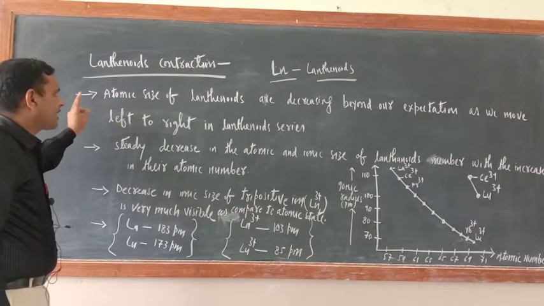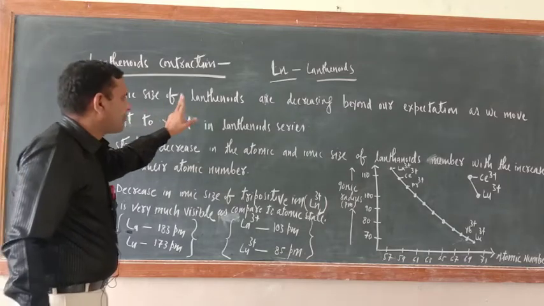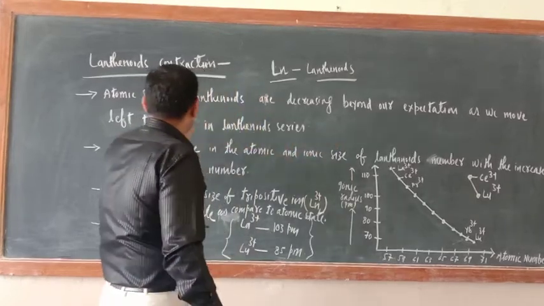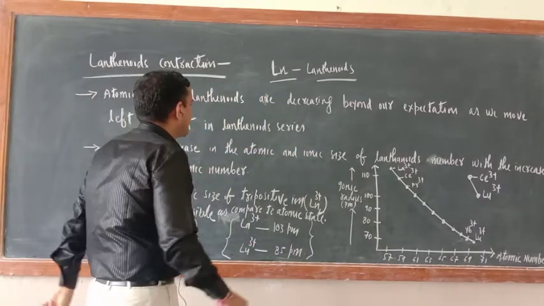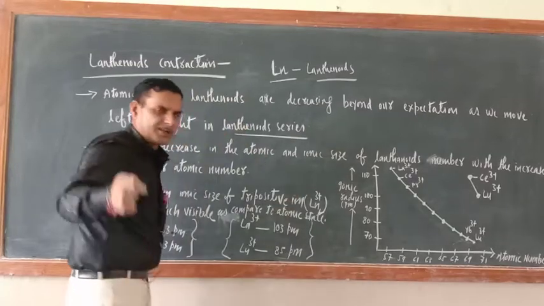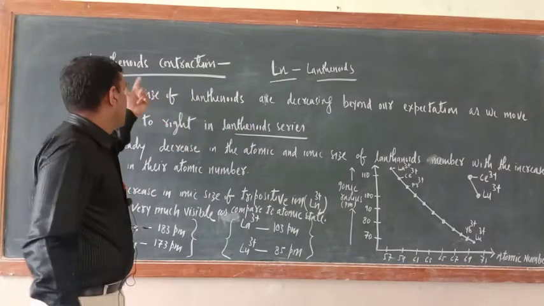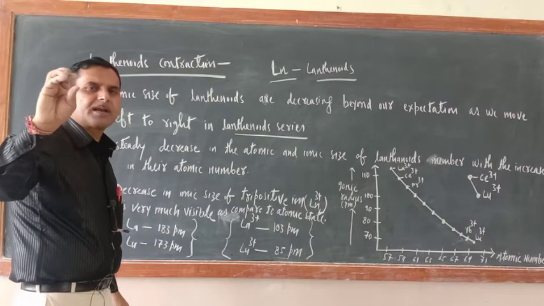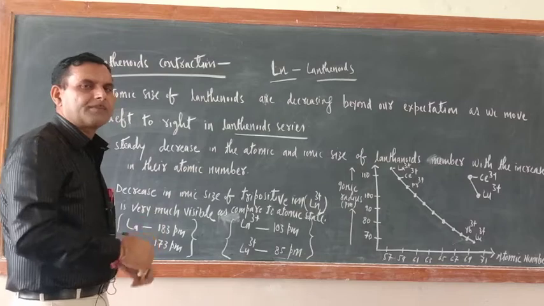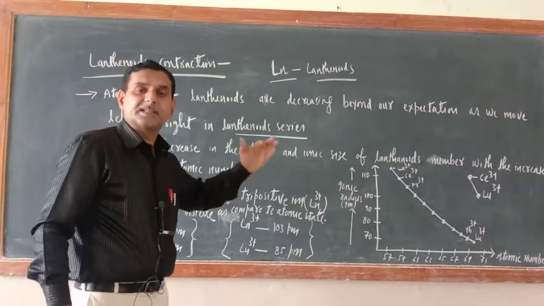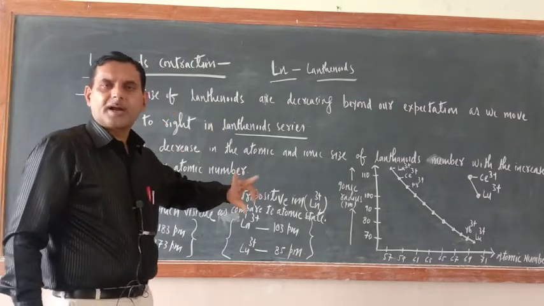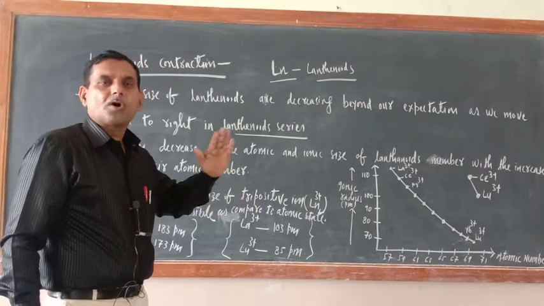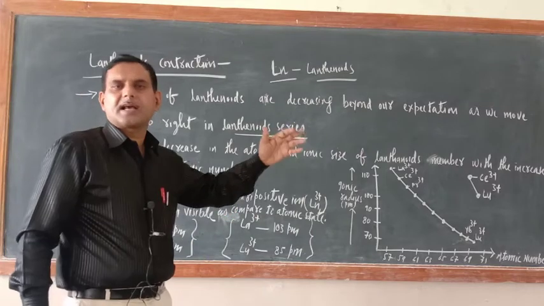So what is the meaning of lanthanide contraction? The atomic size of lanthanides decreases beyond our expectation as we move left to right in the lanthanide series. Lanthanide contraction means there is a decrease in the atomic size of lanthanide members as we move left to right in the lanthanide series. You know lanthanides and actinides are placed just below the modern periodic table in two horizontal lines.